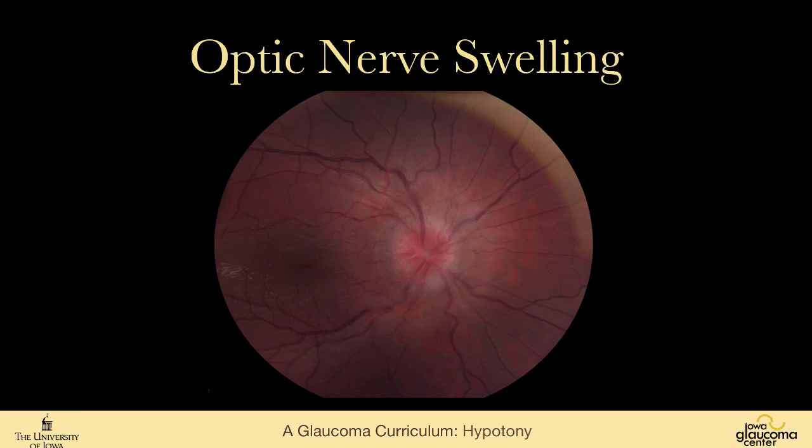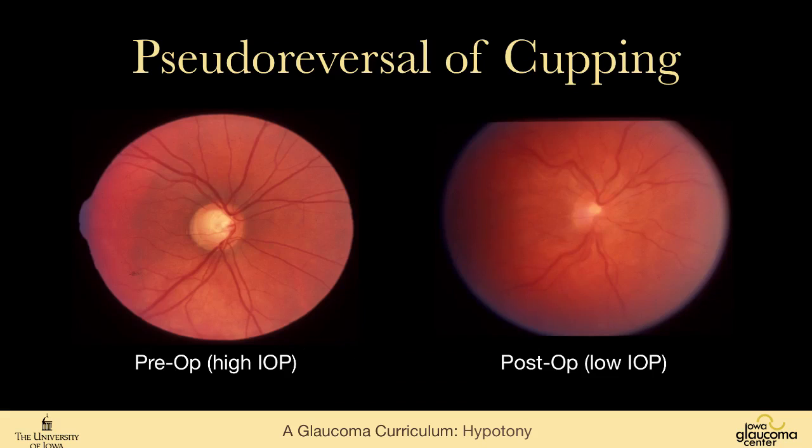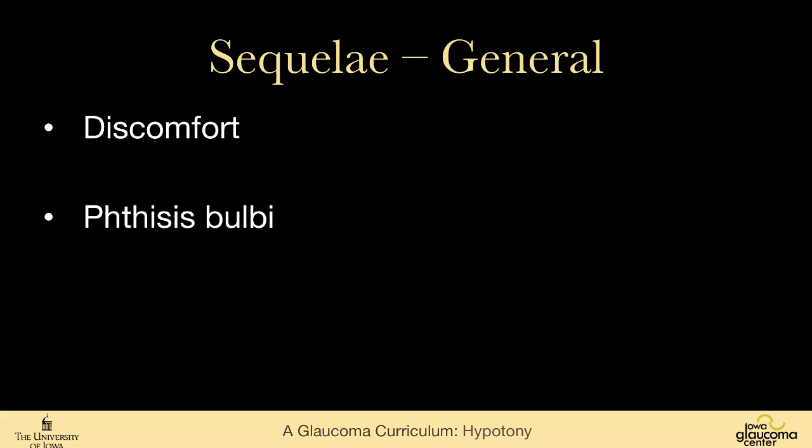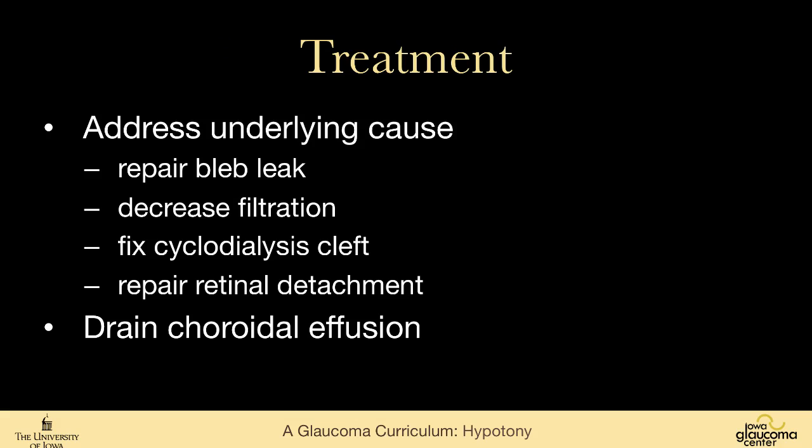The optic nerve head can become swollen, and this can lead to pseudoreversal of cupping. So the nerve on the left is somebody who has pretty profound glaucoma. After surgery, the pressure was very low. And on the right, this looks like optic nerve head reversal, but really this is just edema, this is just optic nerve swelling in a patient who's hypotonous. This is not the recovery of the optic nerve like one might see in a child. These eyes can be uncomfortable, and they can ultimately develop phthisis.